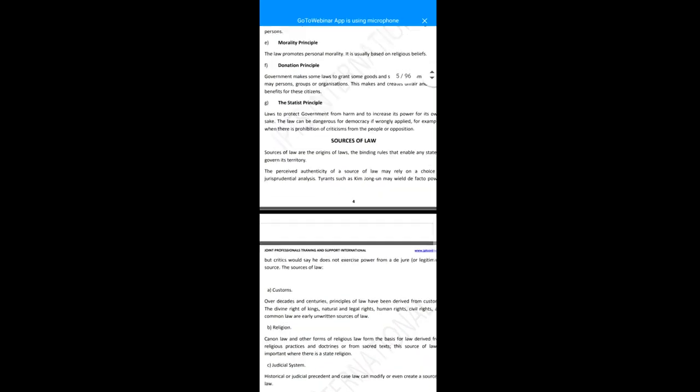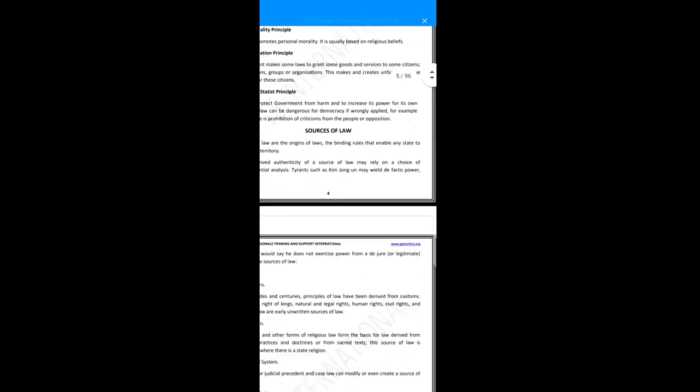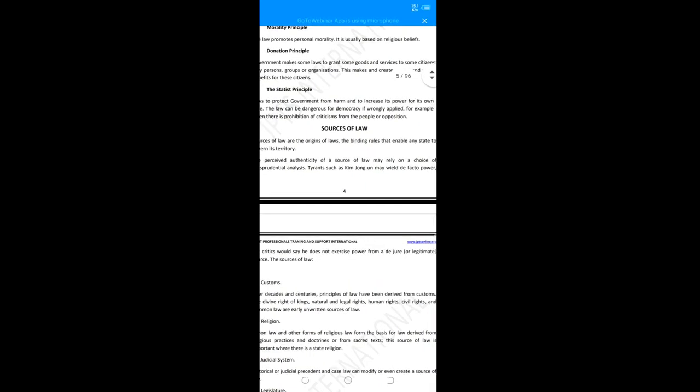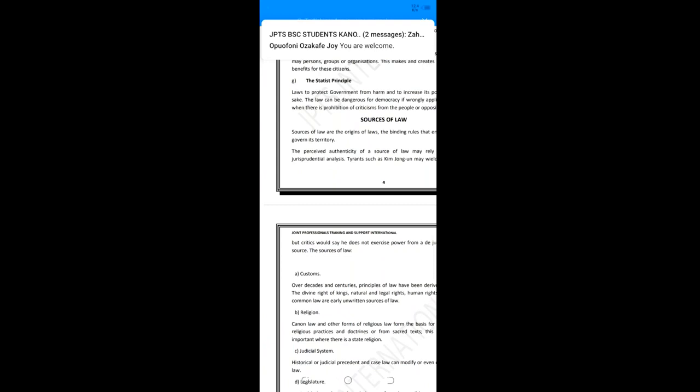Let's come to the sources of law. What are the sources of law? Sources of law are the origins of law. They are the binding rules that enable any state to govern its territory.